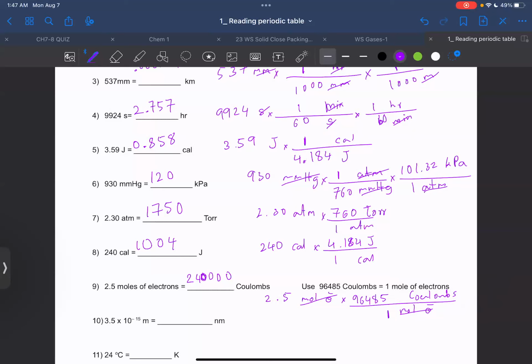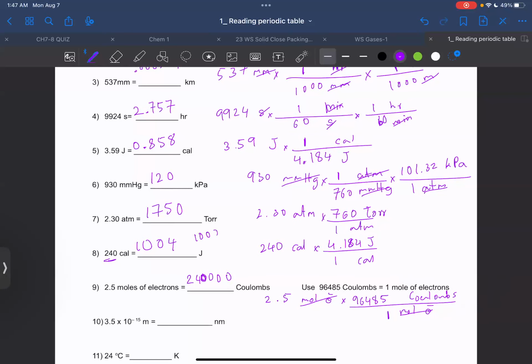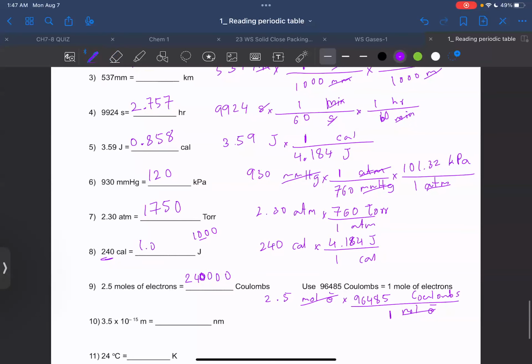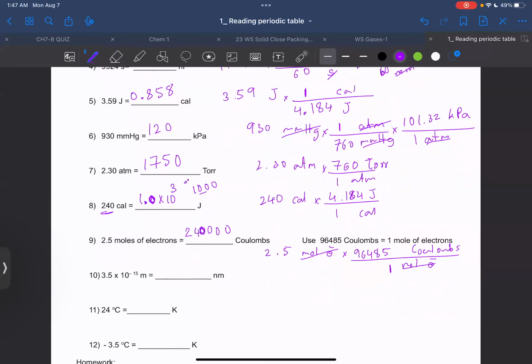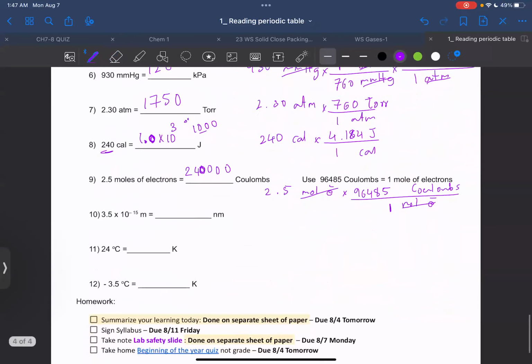Approximately, that would be really tricky to write because of two suffix. If you want to do two suffix, you can say this, or I'm going to use scientific notation. 1.0 times 10 to the 3. Okay. Or this. Okay. All right.